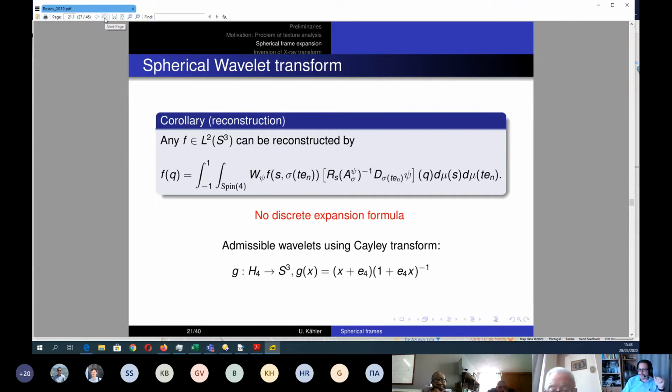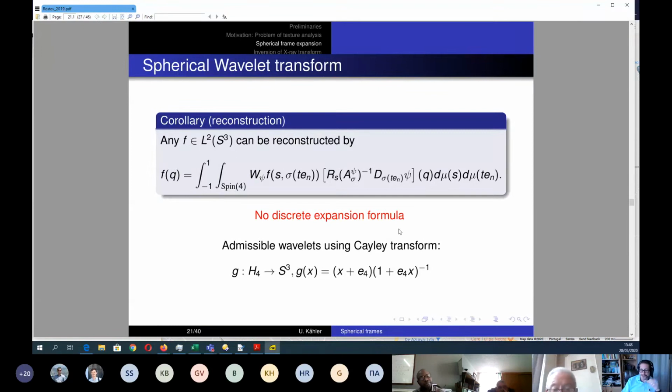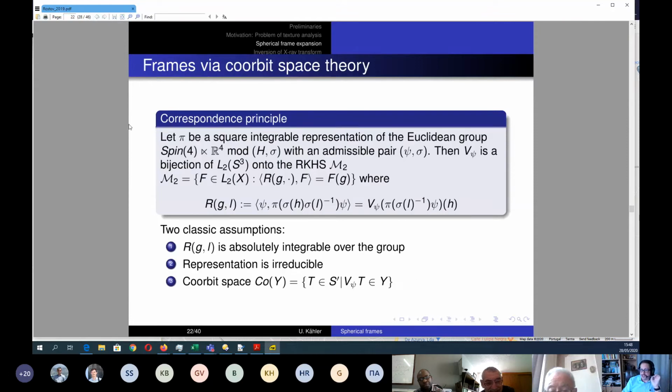So now, as I said, the problem is we don't have a discrete expansion formula. While we have continuous transforms here, in both the Gabor case and the wavelet case, we don't have a discrete expansion formula. And the question is how we can construct that part. Behind this is a trick which is probably not so well known.